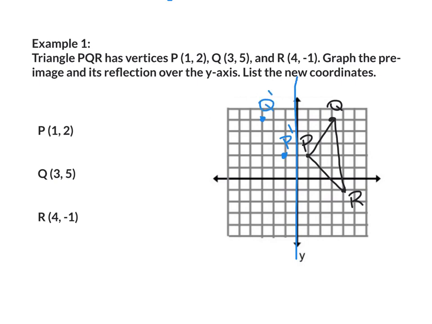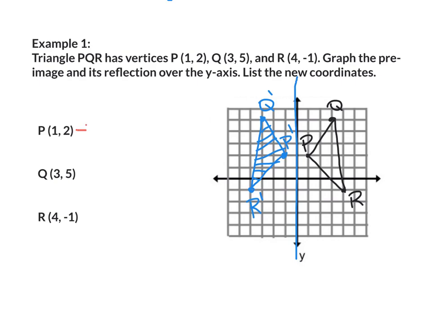R is 1, 2, 3, 4 away, so it should be 4 away on the other side. 1, 2, 3, 4. That'll be R prime. Now I'm going to connect my dots. This is the answer. It's also called the image, so I'm going to go ahead and shade it in. So now they want me to list the coordinates. So remember what I said at the beginning. When we reflect over the y-axis, the x becomes negative and the y stays the same.